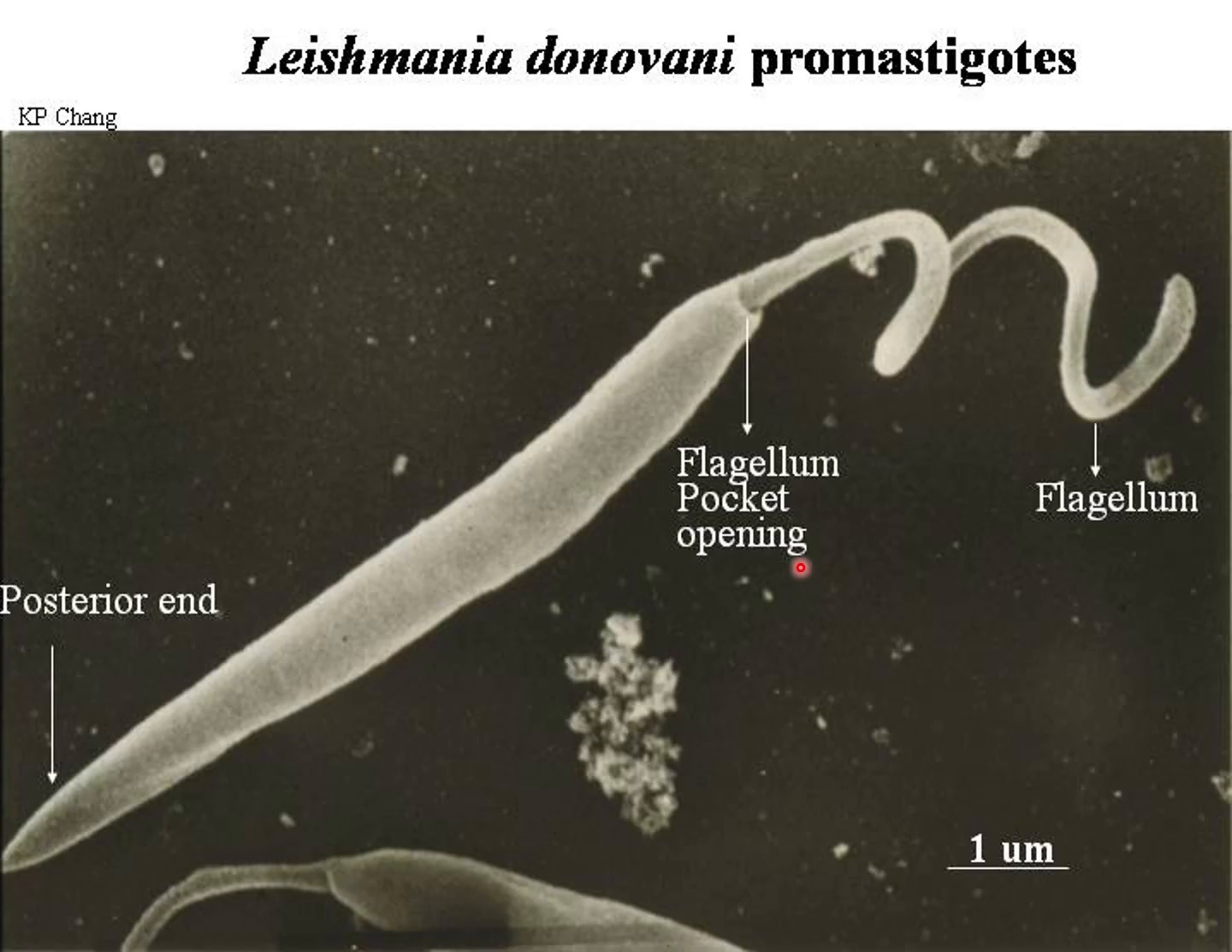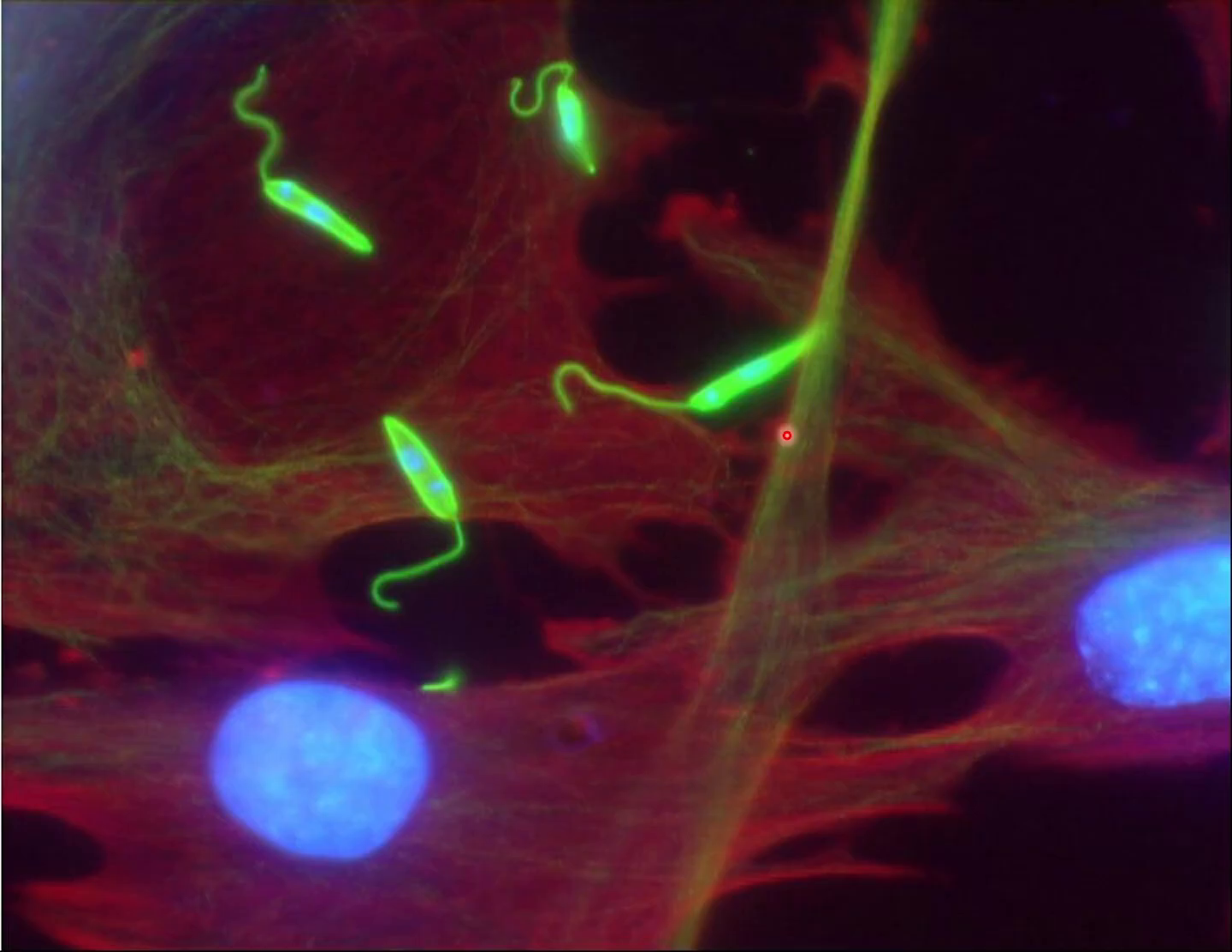This is another image of a promastigote stage. This time it is a promastigote from Leishmania donovani, which is responsible for visceral leishmaniasis. You can see here the flagellum, which is located at the anterior side of the parasite, and this is the posterior end that is at the opposite side of the stage. And remember that these promastigotes are the flagellated forms. And this is an immunofluorescence microscopy showing also promastigote stages.